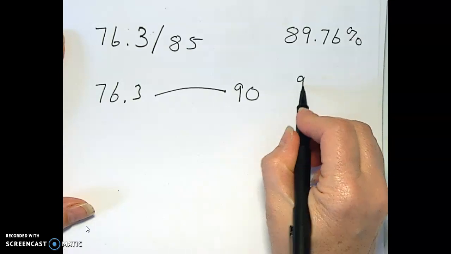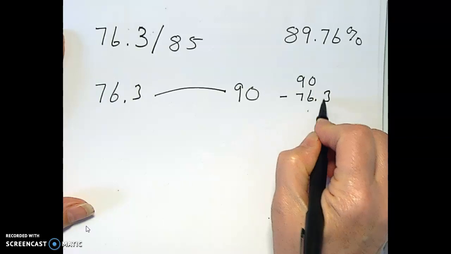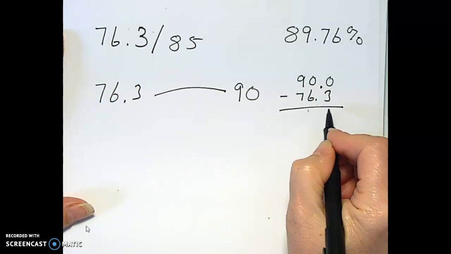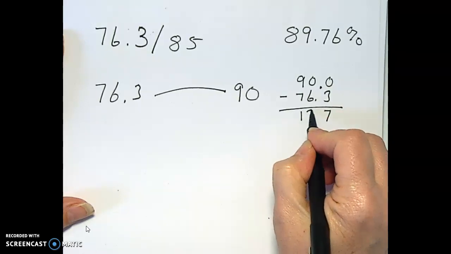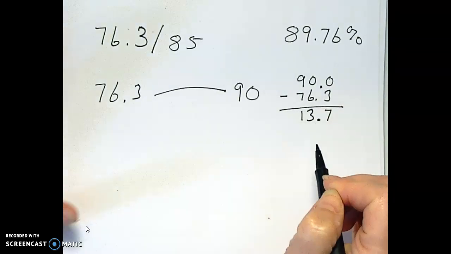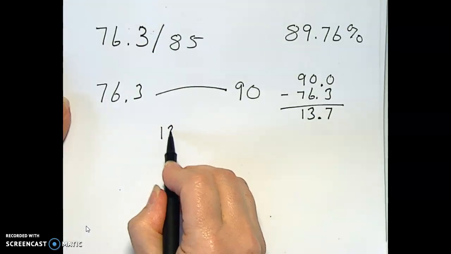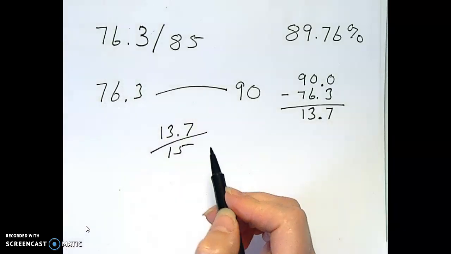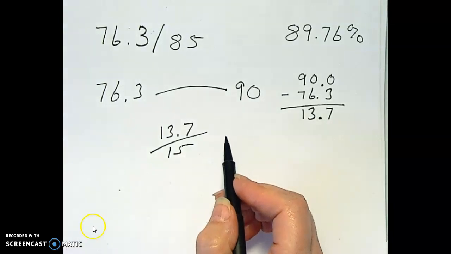So you want to get to a 90. You've already got 76.3. You need to subtract. So 7 borrow. So you need a 13.7. You need 13.7 out of the 15 percentage points remaining. So the grade that you'd need to get, you need to divide those.